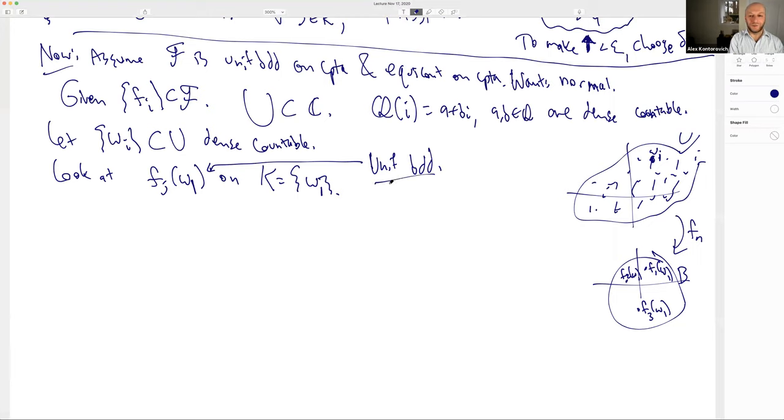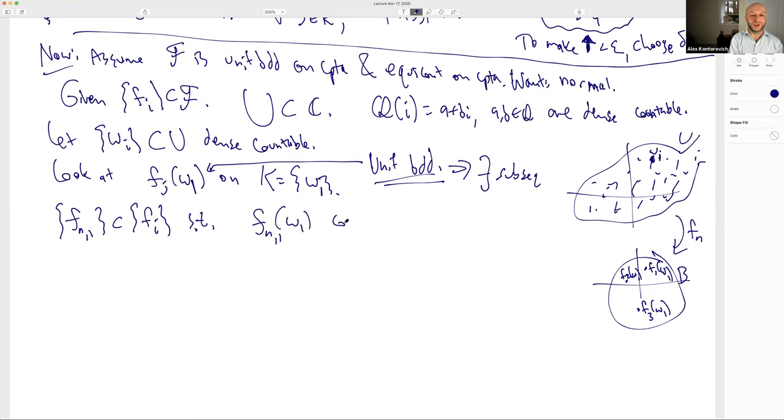This is uniformly bounded, hence there exists a subsequence, let's call it Fn1, which is a subsequence of Fi, such that Fn1 of W1 converges. There's some subsequence where there's a convergent value, only at W1, only at this one point. I have no idea what's going on in the rest of the function.